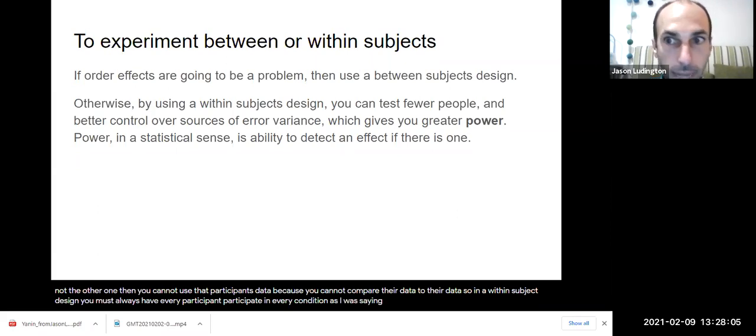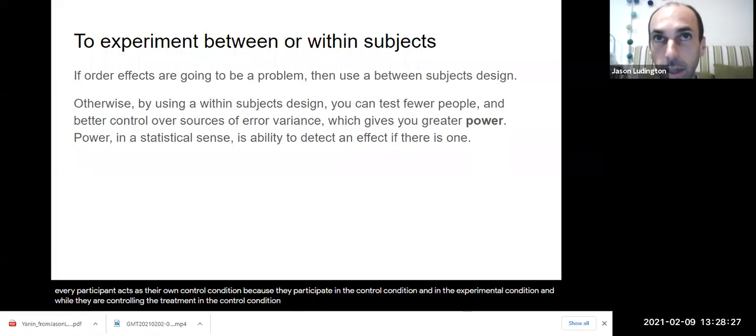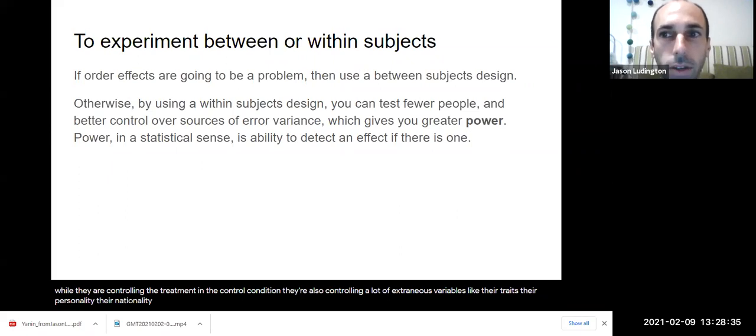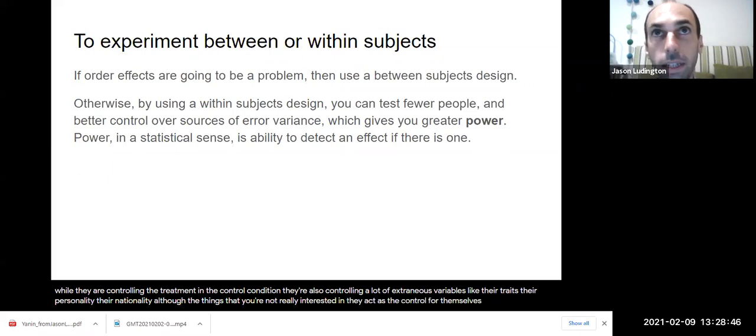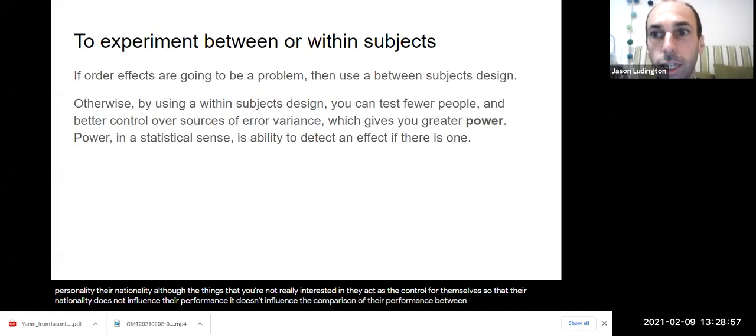And as I was saying, when that happens, every participant acts as their own control condition because they participate in the control condition and in the experimental condition. And while they're controlling the treatment in the control condition, they're also controlling a lot of extraneous variables like their traits, their personality, their nationality, all of the things that you're not really interested in. They act as the control for themselves so that their nationality does not influence the comparison of their performance between condition A and B.